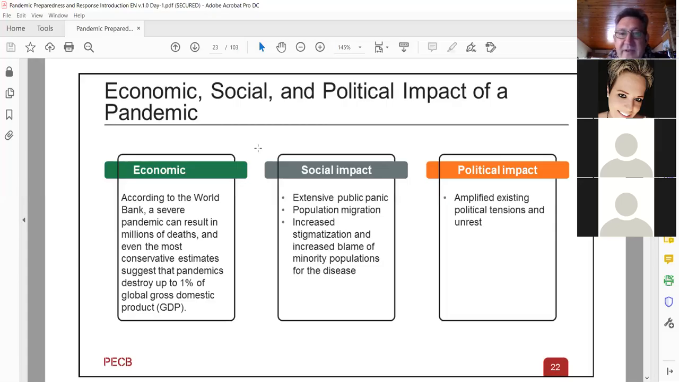The social impact is extensive public panic. We have seen that with panic buying, and we have seen it more with people that are deprived of liquor and cigarettes and those kind of things, population migration, increased stigmatization and increased blame of minority populations for the disease.